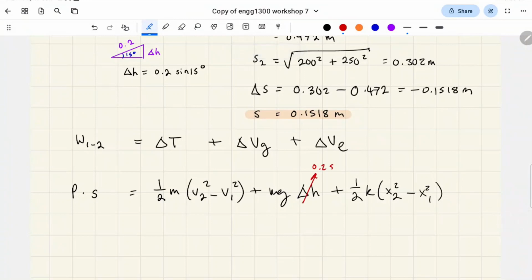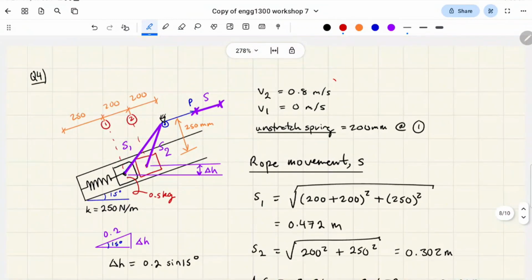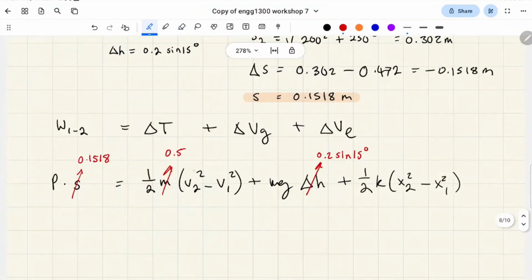Yeah, sure. Okay, and then S we calculated earlier. The mass is given as 0.5. Let's look at the velocity. Actually, no, it's not that hard, we're just given it. And it started from rest, so that's a 0. Mass, gravity, it's positive, right? And then k is given as 250.